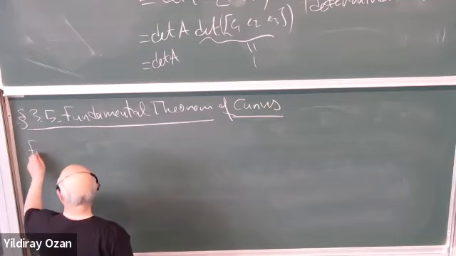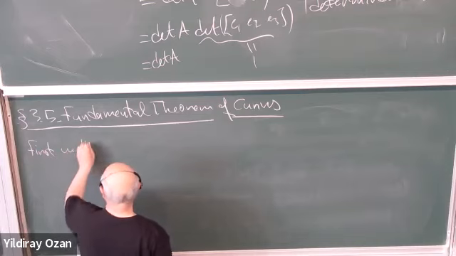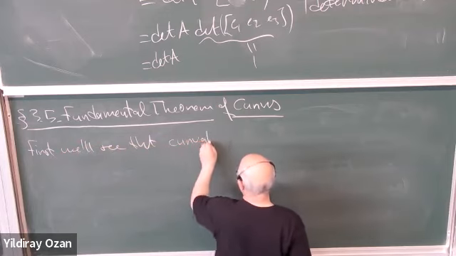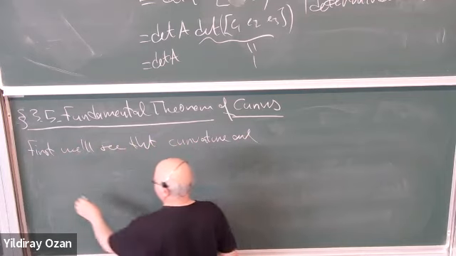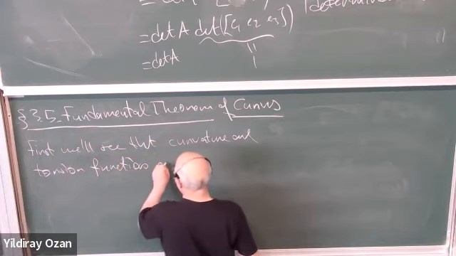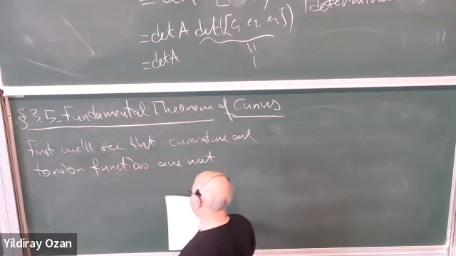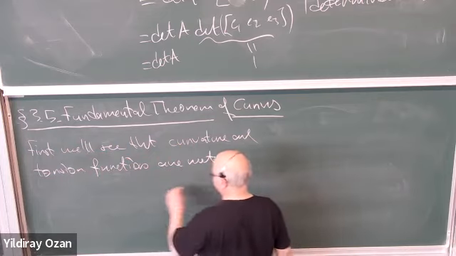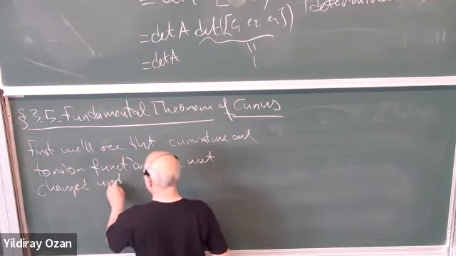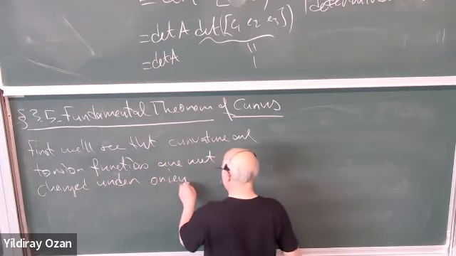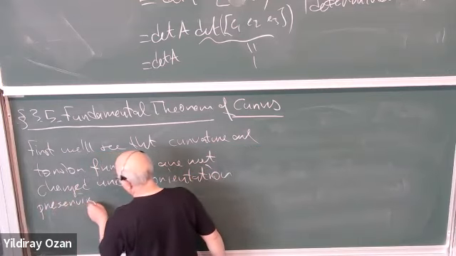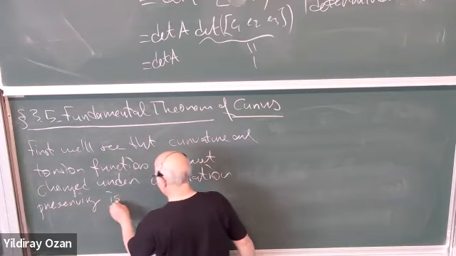First, we will see that curvature and torsion functions are not changed under orientation preserving isometries.